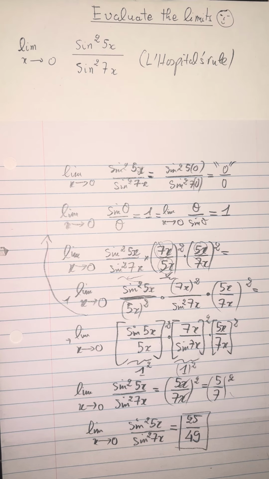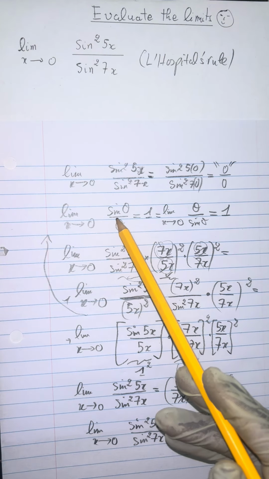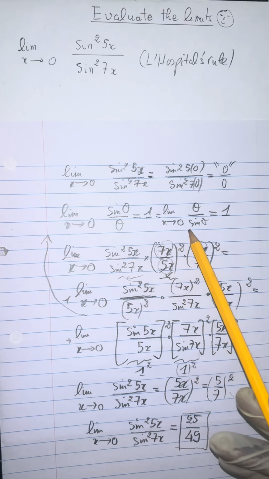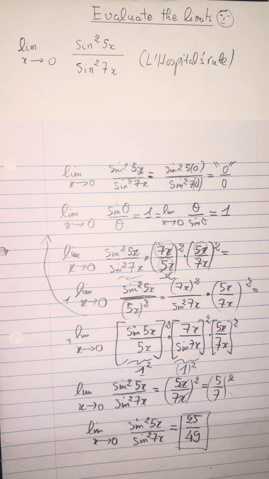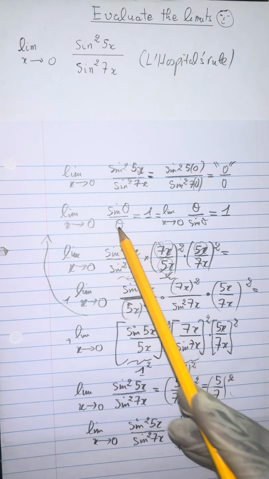If you check out my previous video, we were able to evaluate the limit as x approaches 0 of this trigonometric function. We implemented the fundamental trigonometric limit, which is the limit as x approaches 0 of sine of theta over theta equals 1, and that is true for the inverse as well. We determined that the final answer of this particular limit is equal to 25 over 49, and we demonstrated it only using the fundamental trigonometric limit.